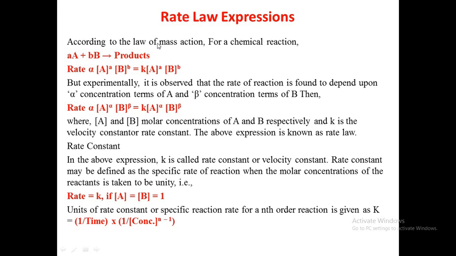Now let us discuss rate constant. When concentration of both A and B is equal to 1, then rate is equal to K. So we can define K as the rate of the chemical reaction when all the reactants have unit concentration. Always remember, when A and B both become equal to 1, then rate is always equal to K, that means the rate constant. Thus the rate constant of a chemical reaction is the rate of that reaction when the concentration of all the reactants has unit value.